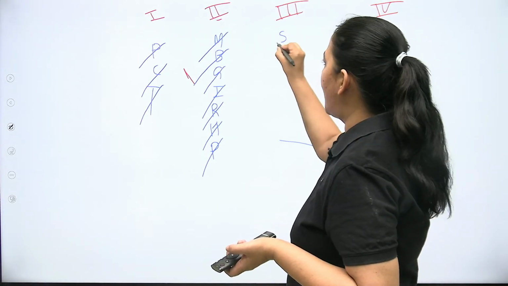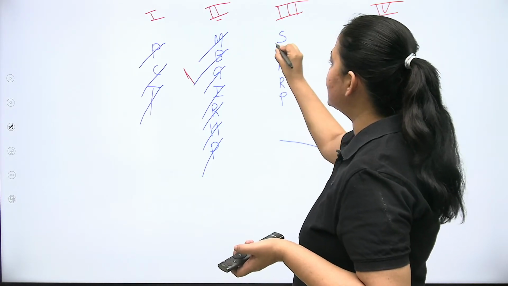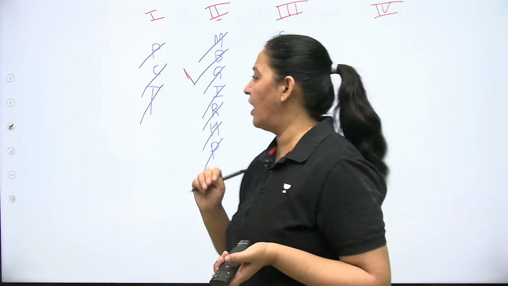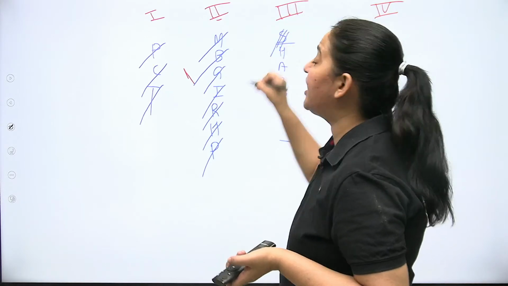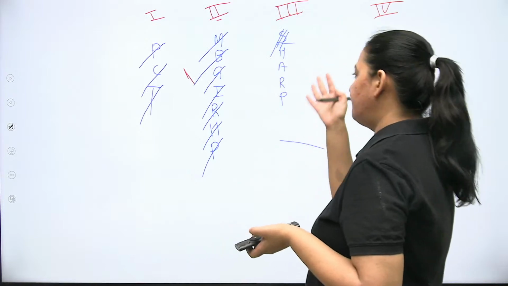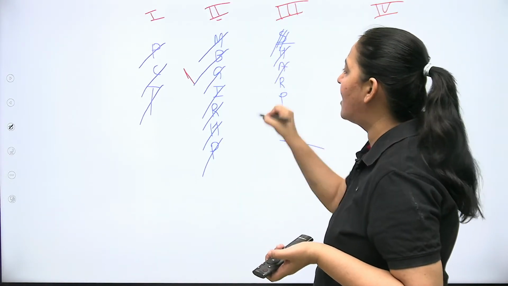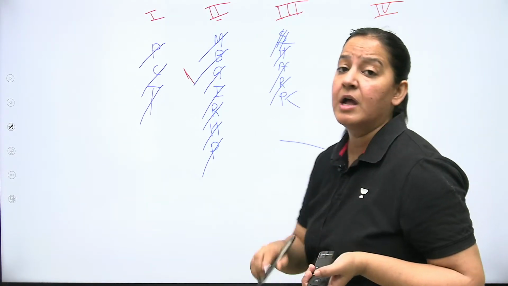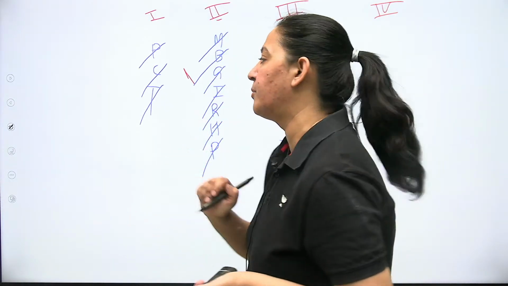Type 3, the mnemonic is SHARP. S stands for three important things: SLE, serum sickness, and the third one is the Schick test, which is performed in diphtheria. You can say the full form by yourself. In this manner, you have to learn. H is HS purpura, A is Arthus reaction, R is reactive arthritis, P stands for two important things here: polyarteritis nodosa, PAN, and PSGN, post streptococcal glomerulonephritis.